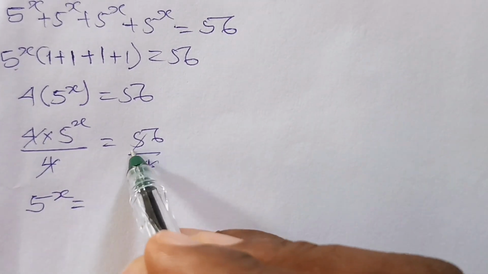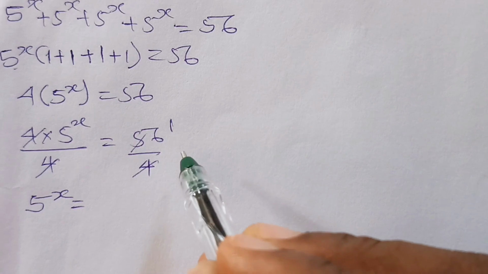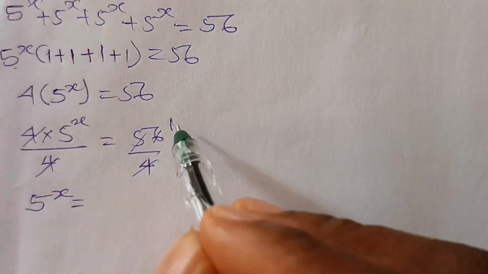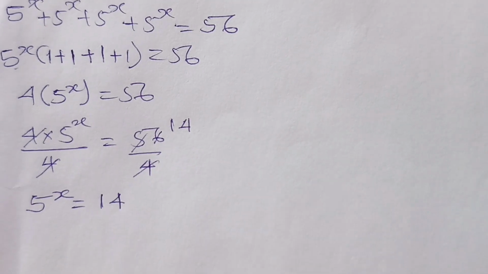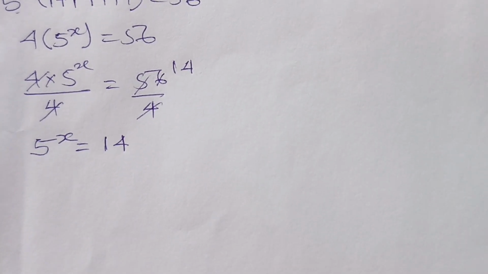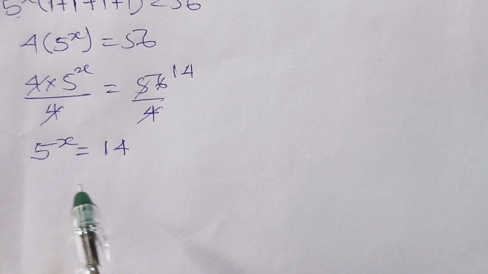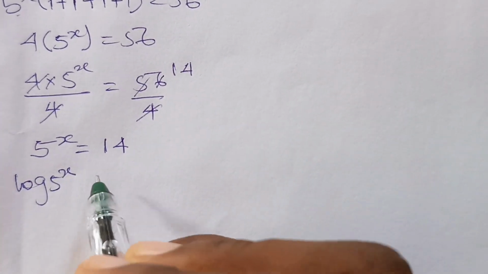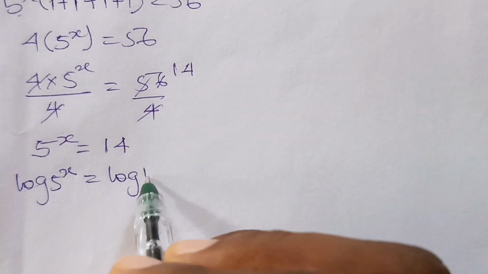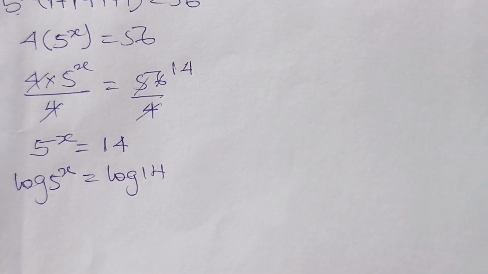Okay, now this will cancel this, and we have 5 to the power of x is equal to, now when 4 divides 5, we have 1 remainder 1. If we divide 16, we have 4. So what we have is 5 to the power of x is equal to 14. All right, now let's introduce log to both sides of this equation. So we have log 5 to the power of x is equal to log 14.